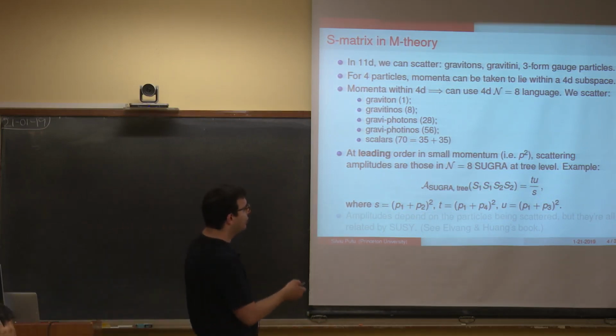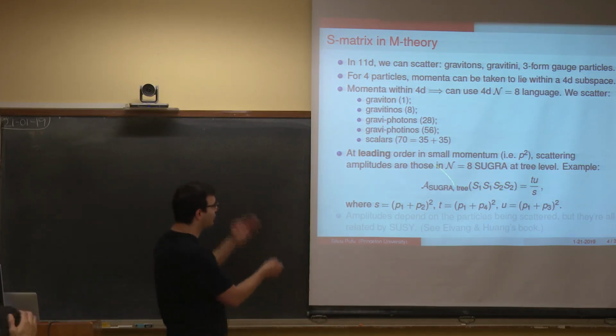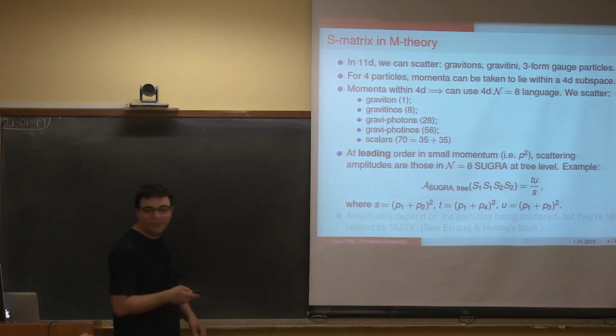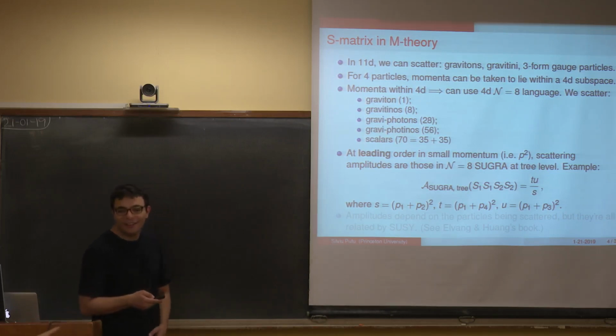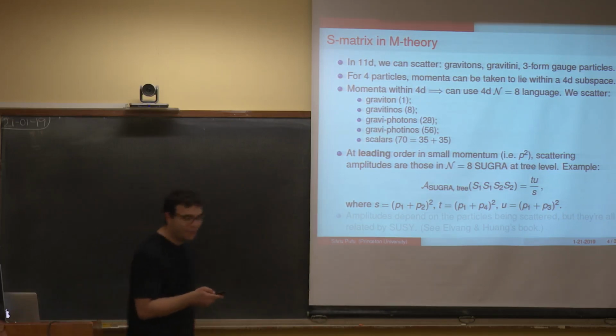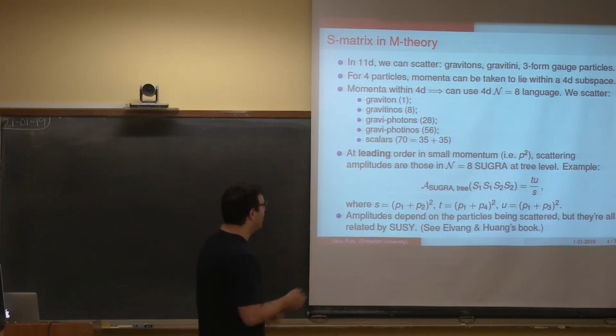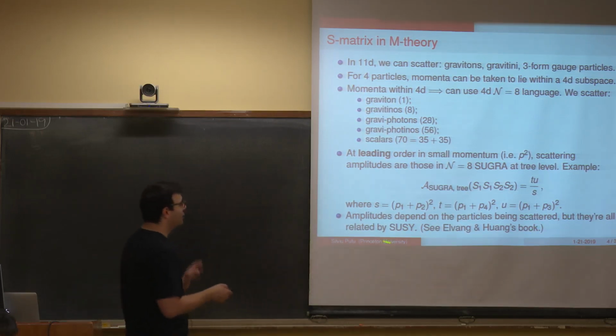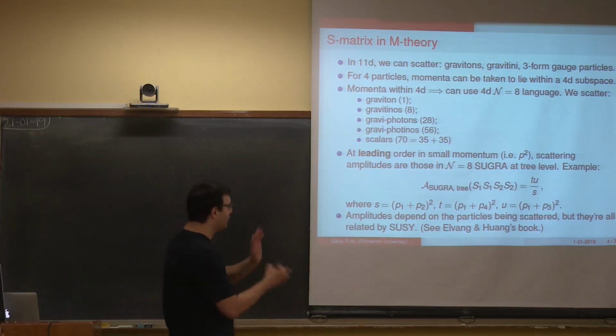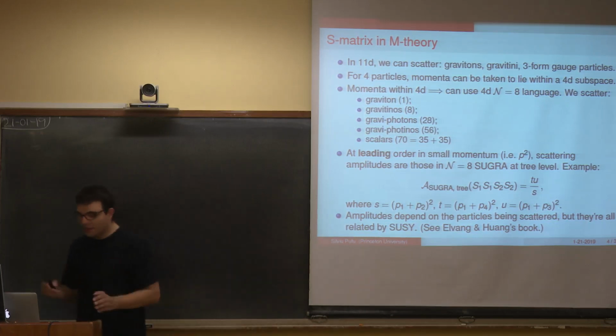If we look at other particles, for this particular one, 2 scalars of this type and 2 scalars of that type, well, I didn't tell you what scalars these are. Anyway, the amplitudes depend on the particles being scattered, but they're all related by supersymmetry. So one can figure out what they are. It's not going to be important.